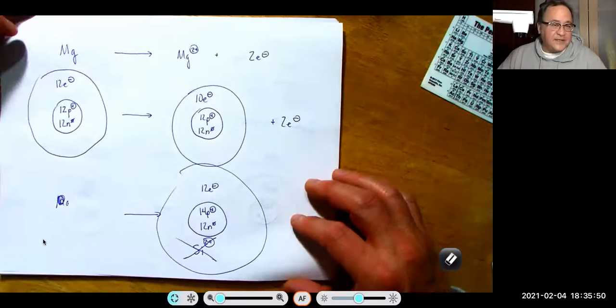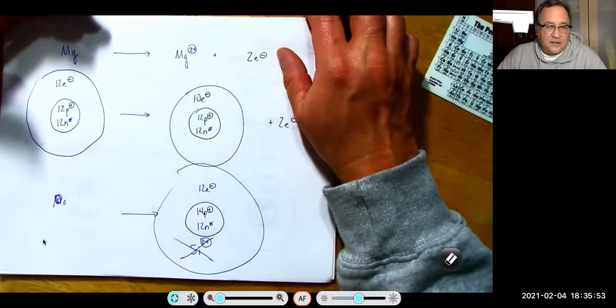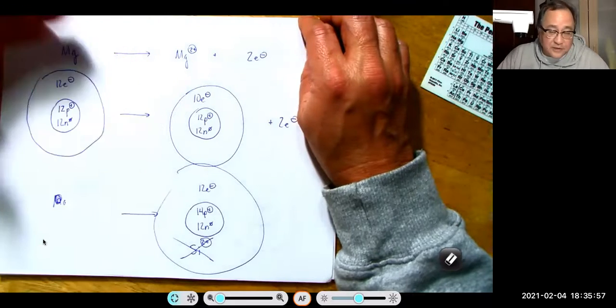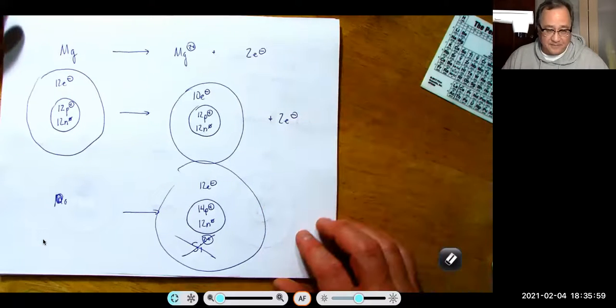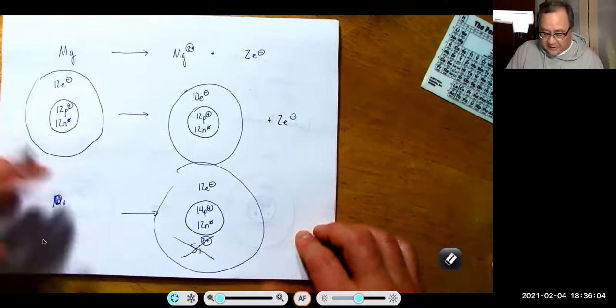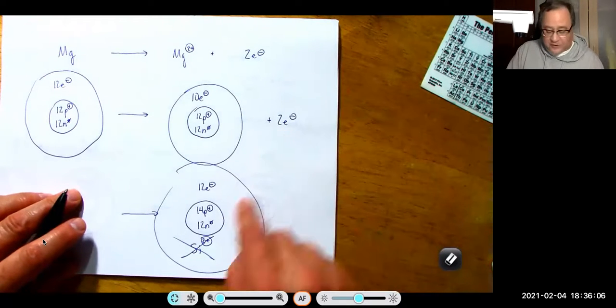So my point is that when you become an ion, you cannot gain protons or lose them. That means you change to a different element. That doesn't happen in chemistry. You have to gain electrons or lose them. And this is considered to be losing electrons, even though it's a plus sign.